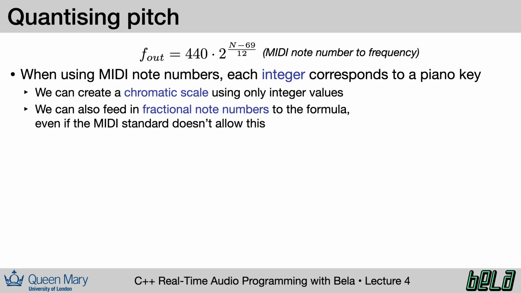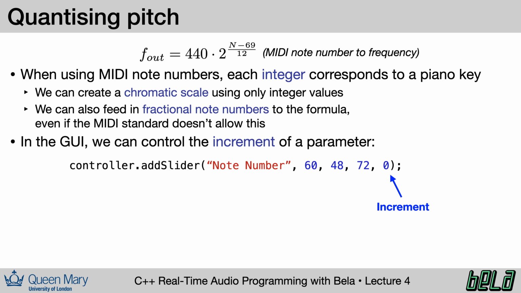Another useful feature about working with MIDI note numbers is that each integer value of n is going to correspond to a familiar frequency of a piano key. What that means is that if we just limit n to being integer values rather than floating point values, we can very easily get a chromatic scale. Of course, it's also entirely possible to use this equation with fractional values as well as integers. The easiest way to test this in our GUI example is just to control this parameter called increment, which we found at the end of the setup function.